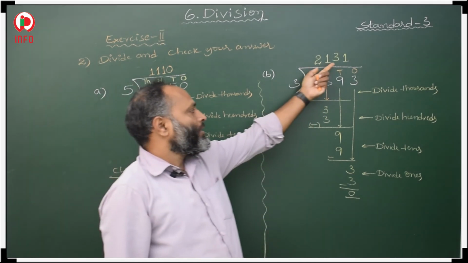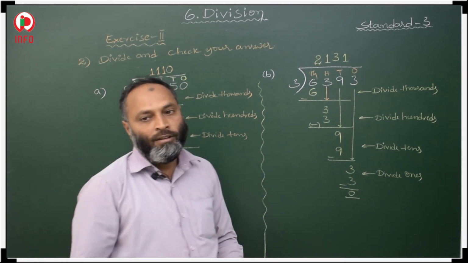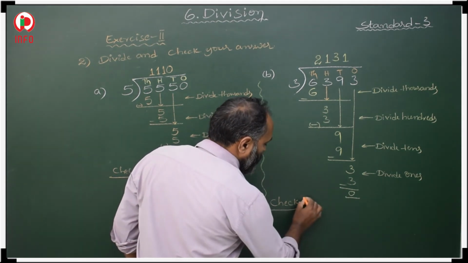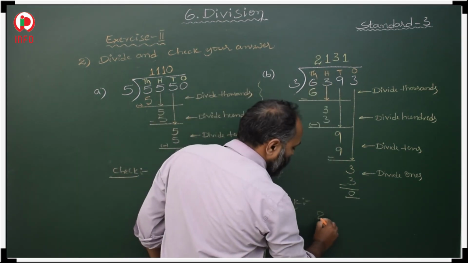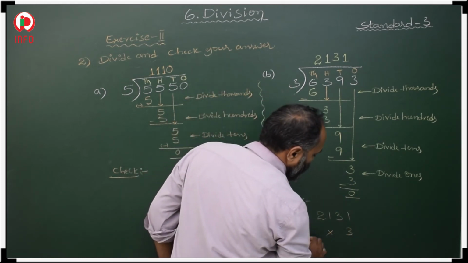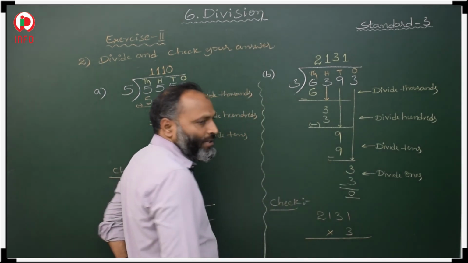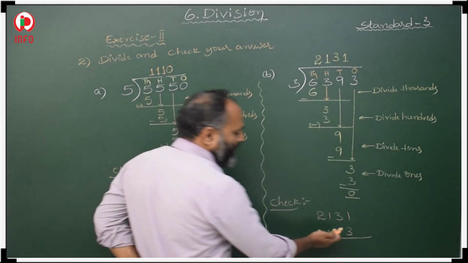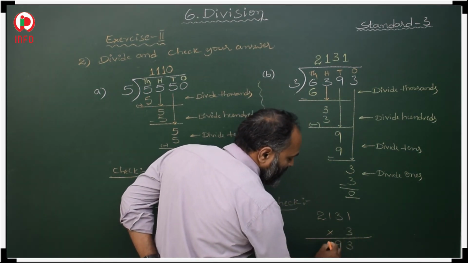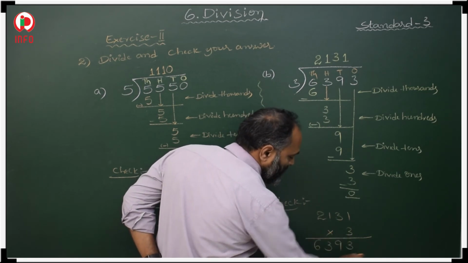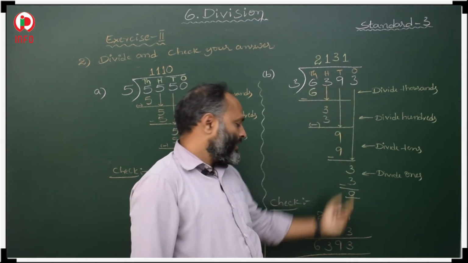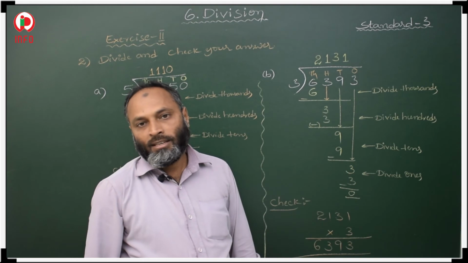Then what is your quotient? 2131. Now we have to check our answer. How to check? This quotient 2131 we have to multiply with the divisor. Now multiply: 3 ones are 3, 3 threes are 9, 3 ones are 3, 3 twos are 6. 6393. This is our dividend. So we got the dividend, so our answer is correct.